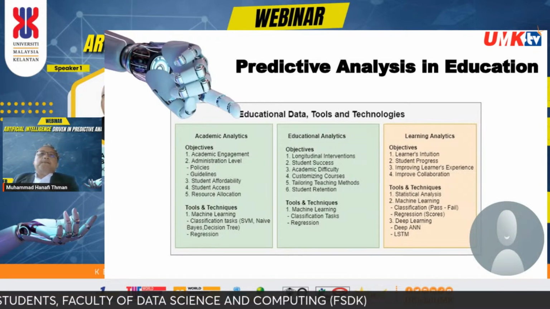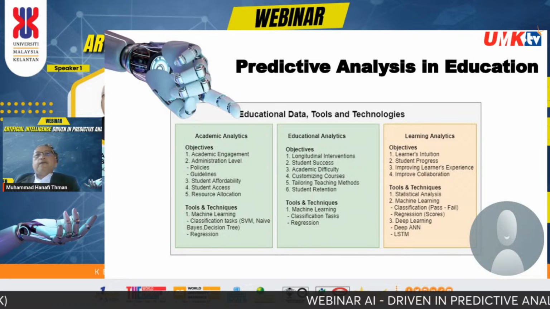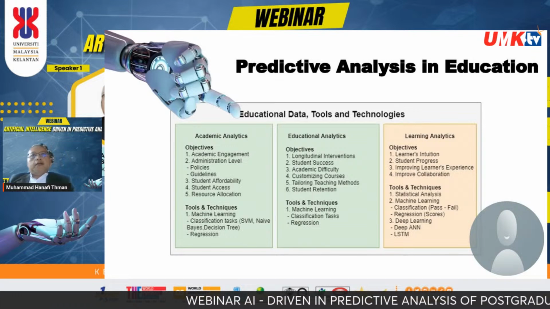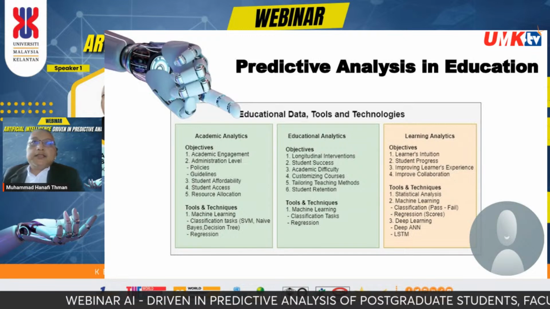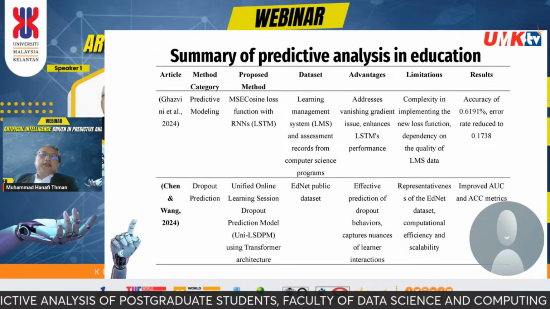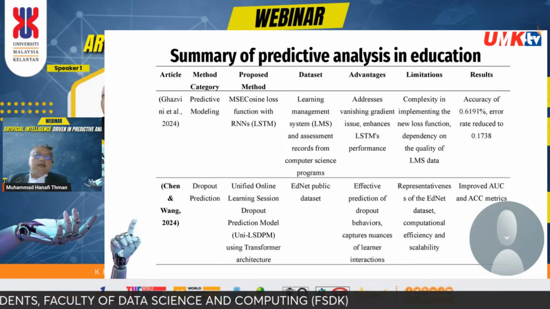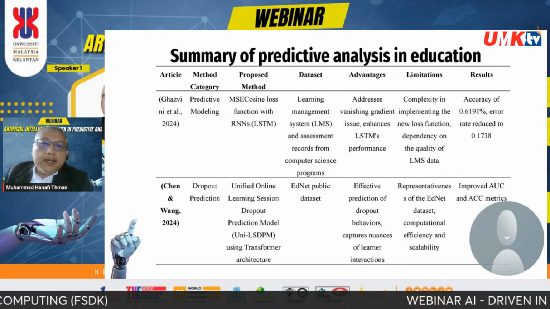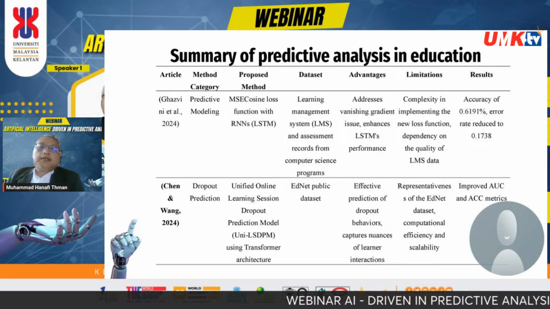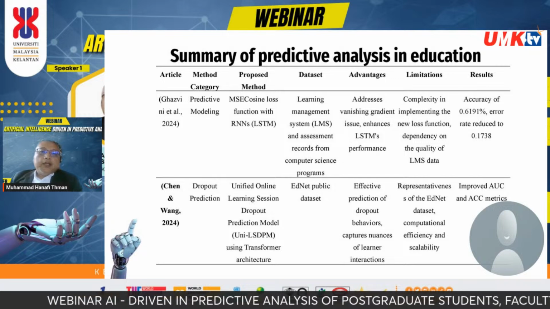Actually, for the predictive analysis, I have done a bit of literature review. That is the summary of predictive analysis in education. And for the predictive modeling, the proposed methods are RNN and LSTM.